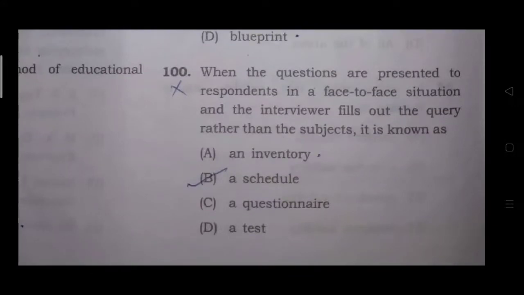In this method, a face-to-face situation is presented. So, these are the questions of the previous year Rajiv Gandhi University entrance exam.